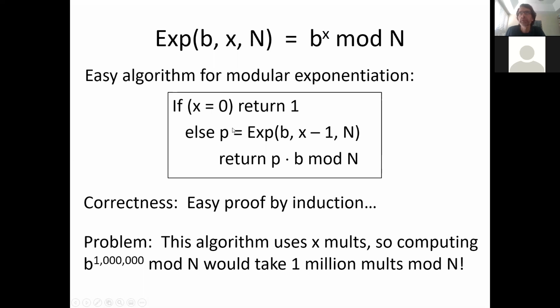Here is a trivial algorithm. Assuming all of these are positive integers, if the exponent x is 0, I just return 1, because b to the 0 is 1. If it's non-zero, I compute the power one smaller and multiply it by the base. What's 2 to the 5? It's 2 to the 4 times 2. What's 2 to the 10? It's 2 to the 9 times 2. And it's a modular multiplication, so remember the multiplication tables modulo n and all the operations modulo n. So this is correct.